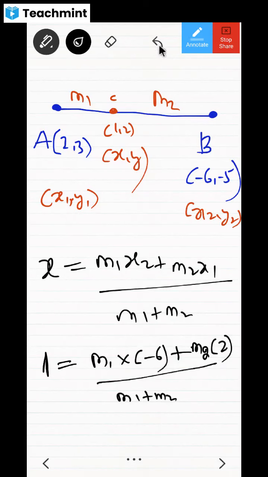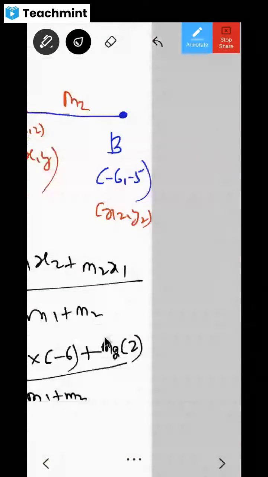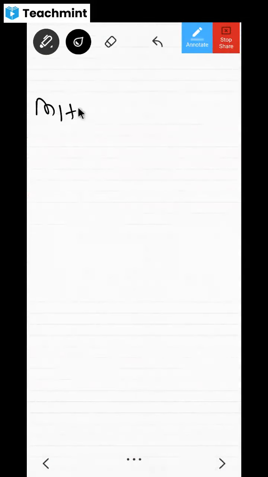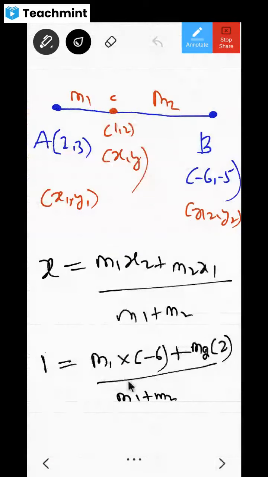Everything as per the schedule, whatever methods are there, according to that only I'm writing here. So this x is 1. So that formula is m1 into x2, which is minus 6, plus m2 into x1, which is 2, then divided by m1 plus m2. Now I'm going to send this m1 plus m2 to that side and there is only 1. So 1 into m1 plus m2 becomes m1 plus m2 only, and that is equal to, tell me, what will come here?